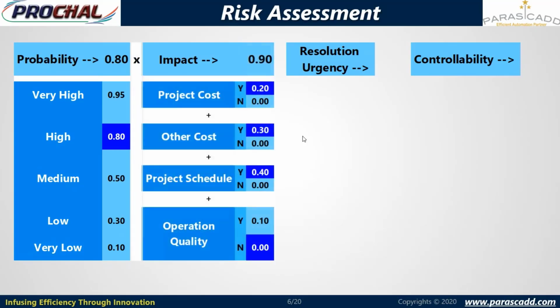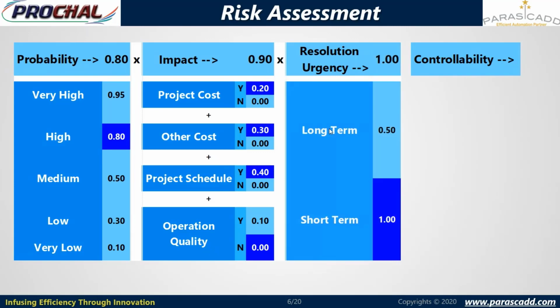And for impact, there are 4 parameters available for selection: project cost, other cost, project schedule, and operational quality. Each value has a different weightage for a selection of options, yes and no. Yes will have some values: project cost 0.20, 0.30 for other costs, 0.40 for project schedule, and 0.10 for operational quality. We can select the appropriate option according to the requirement or the condition of that risk, and the other weightages will be calculated for impact.